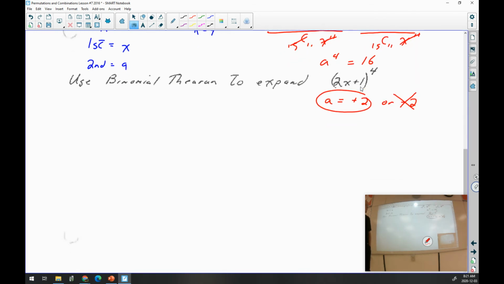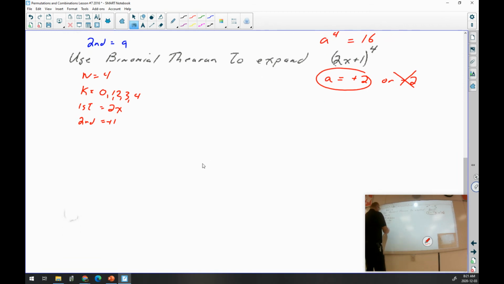Now, I could use Pascal's triangle for this, or I could use binomial expansion. So we are looking at n is equal to 4. Our first term is 2x, and our second term is positive 1. And our k value is 0, 1, 2, 3, and 4. We're going to use all 5 terms for that.